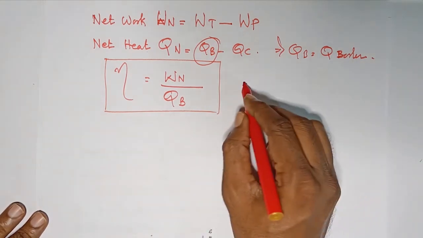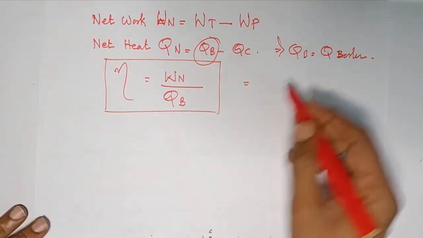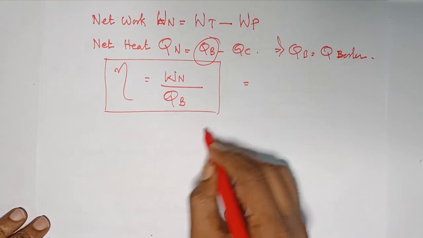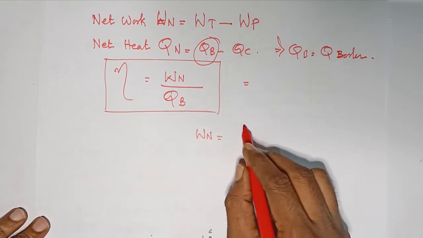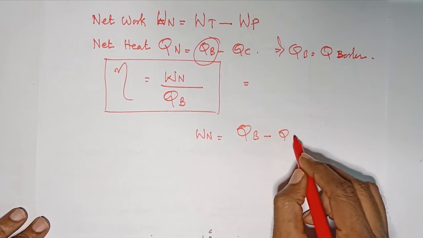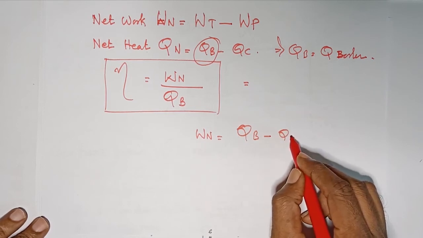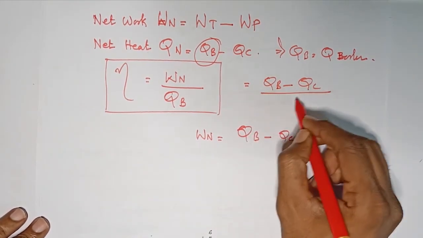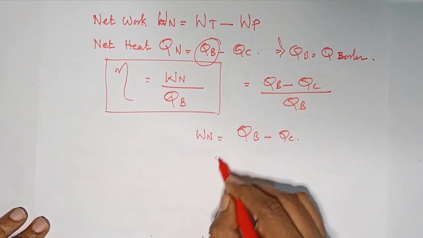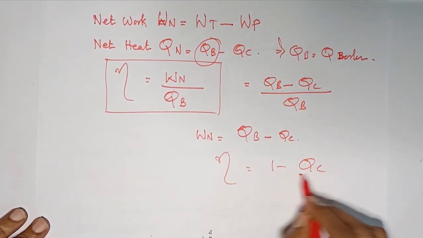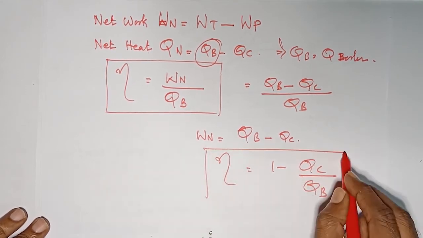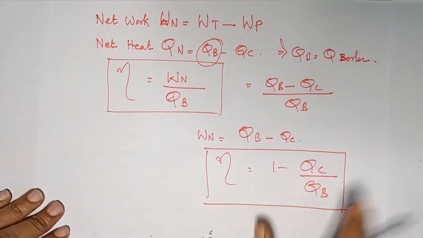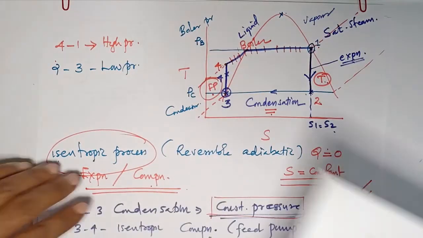This can also be written as Qn. We can write this Wn in another way, that is QB minus QC. So we can write QB minus QC by QB, that is, efficiency can also be written as 1 minus QC by QB. Okay, this is the equation for efficiency in general.